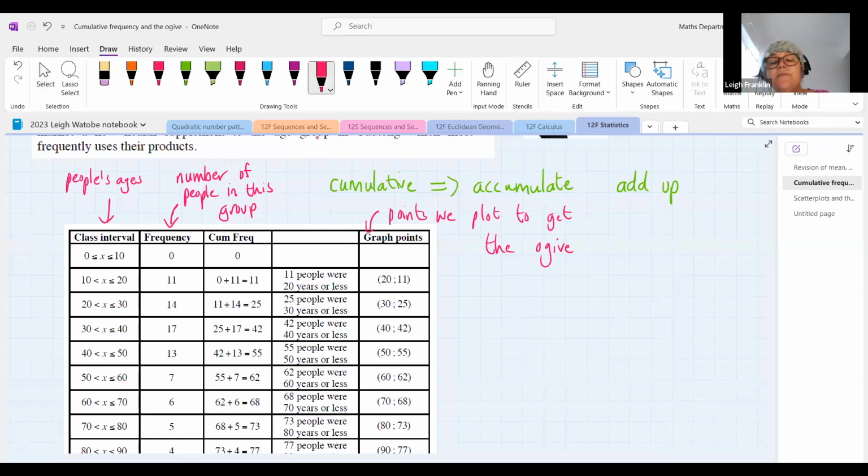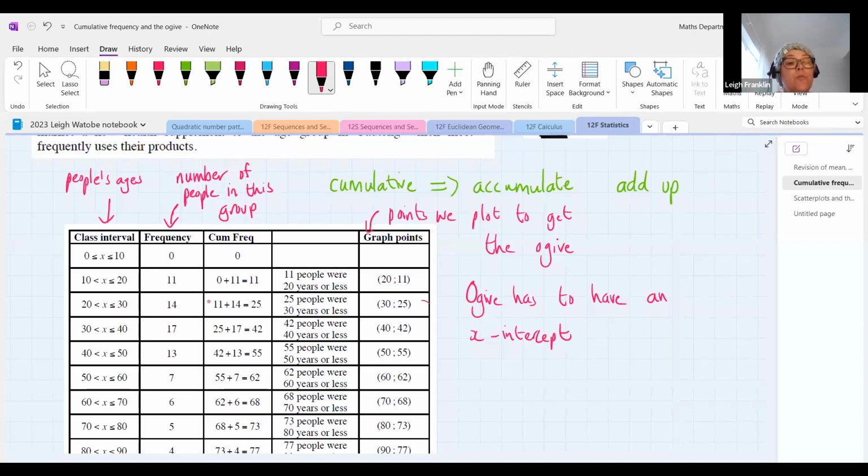Okay, now it's very important that your ogive has an x-intercept. So the ogive has to have an x-intercept. And we will always know the coordinates of the x-intercept from the class intervals. Okay, so we are not looking at this group over here where we have 0 frequency.